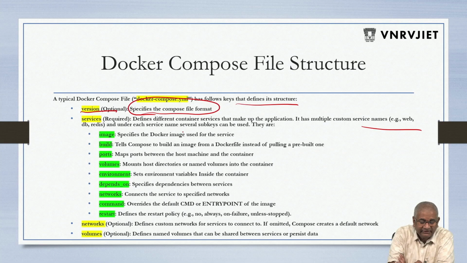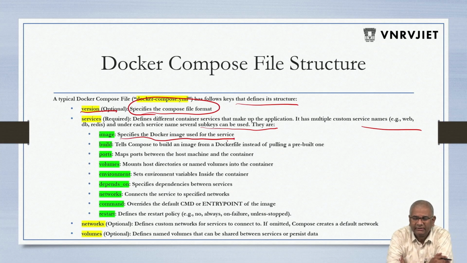And under each service name, several subkeys can be used. Now there are some predefined ones which I'm talking about. Also, we can create our own names without declaring them anywhere. You can just directly use them. So image is predefined. All these green ones are predefined names. Image specifies the Docker image used for this service. Now, if you want to create 10 containers from one image, you specify it under the image tag. You put the image name.